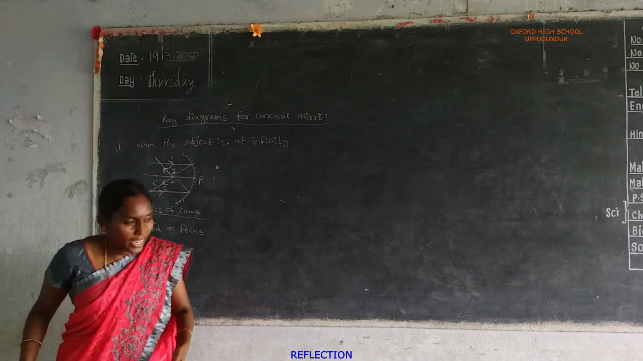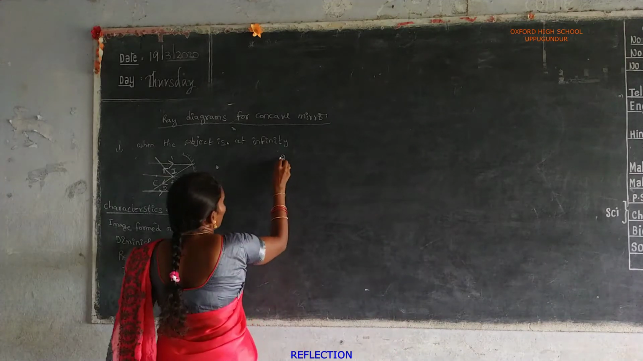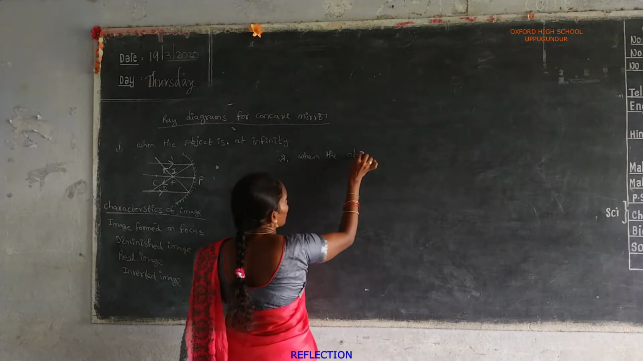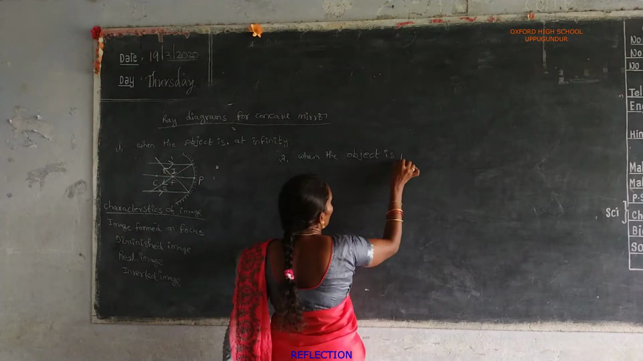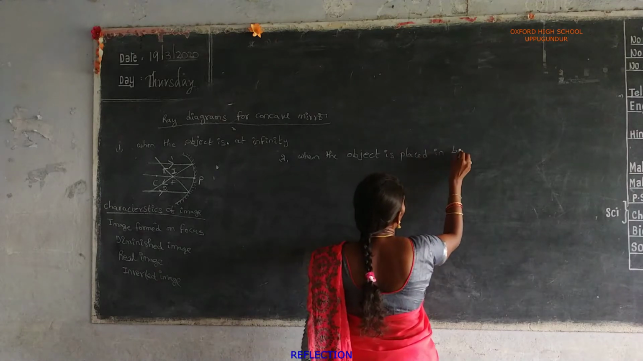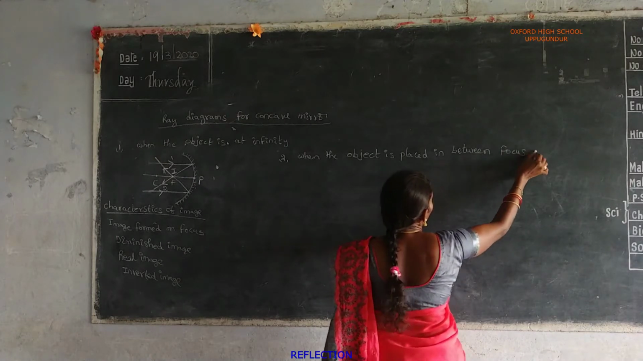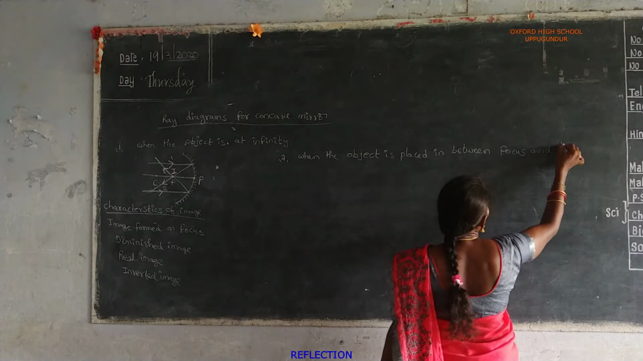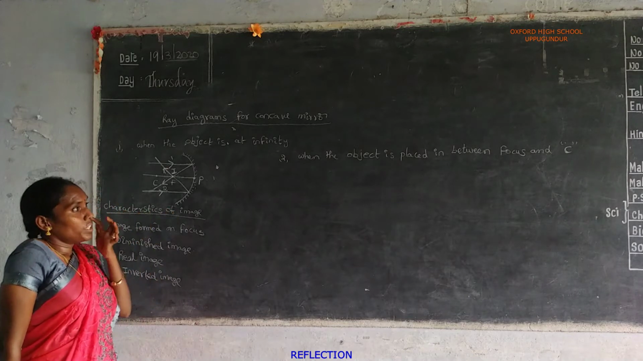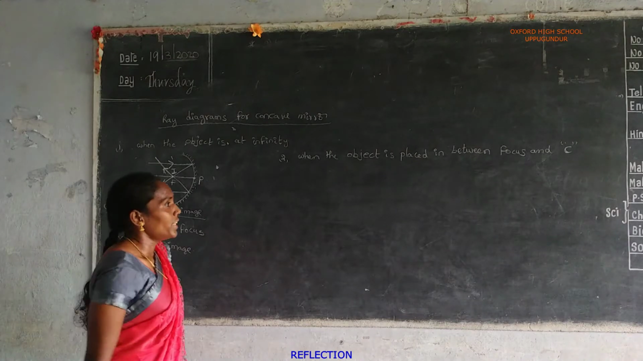See the next, the second ray diagram. When the object is placed in between the focus and the center of curvature. The center of curvature is represented by capital C. See the second ray diagram. When the object is placed in between focus and center of curvature.